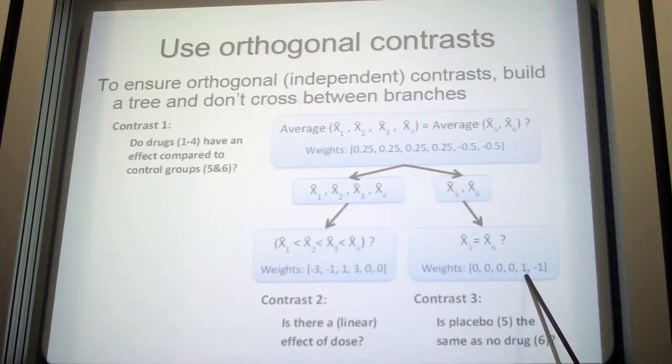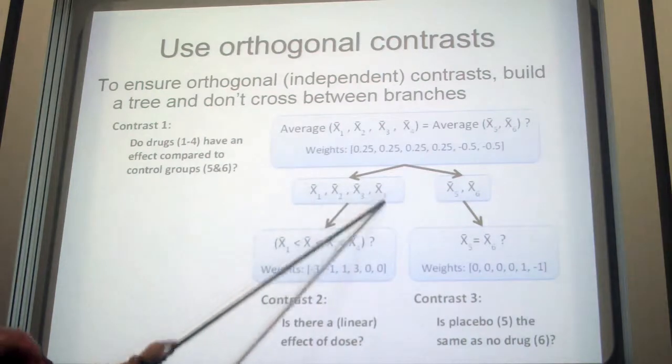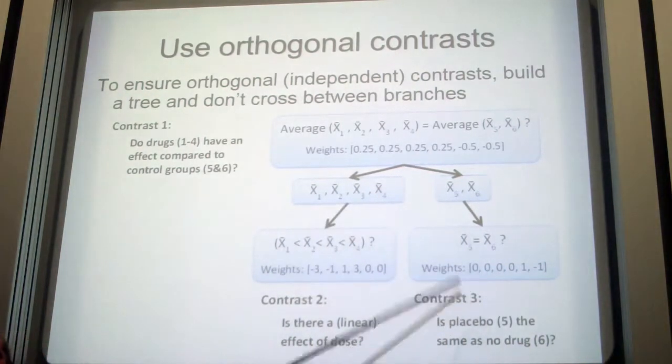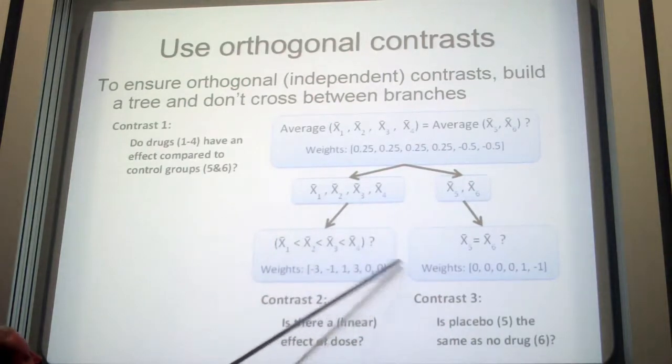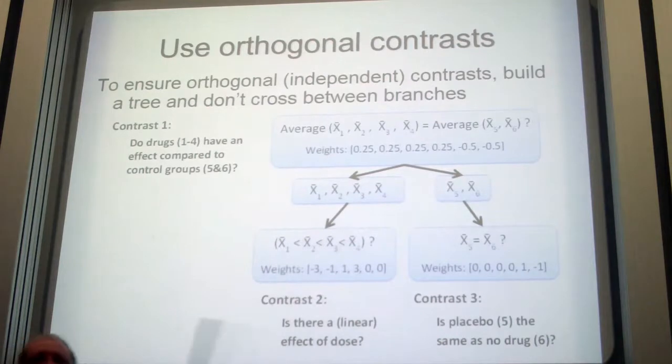We can ask, are these two the same? So one is plus 1, the other is minus 1. Is the placebo effect the same as no drug? Or is there a placebo effect? Now in this example you can actually do these sorts of things. You just take these values and multiply them. And then you're always asking, are they 0? So if the weights sum to 0, when you multiply all of those, they should all come to 0, if the means are the same.